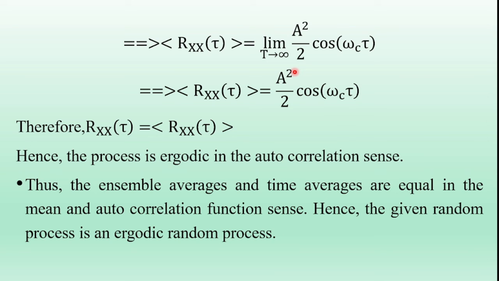So, this is the procedure by which we can check whether the given random process is an ergodic random process or not. Here, the given example is an ergodic random process.